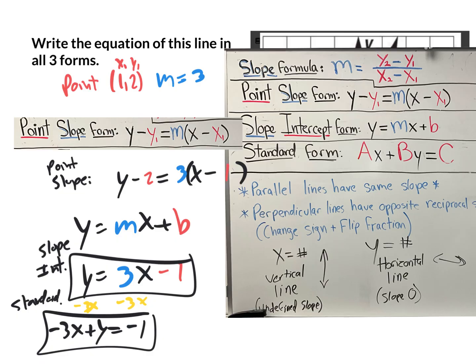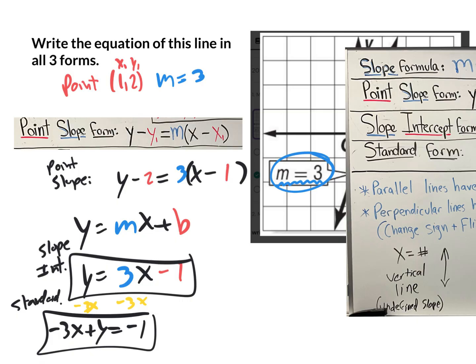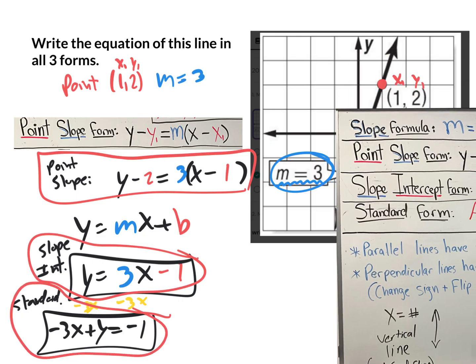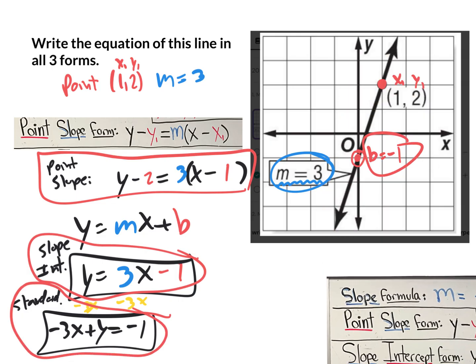Standard. Okay. So those are all three forms right there. We have our point slope form, we have our slope intercept form, and we have our standard form. Be very careful with the instructions on the test. They're only going to ask for one, not all three. Let's move on to the next question.